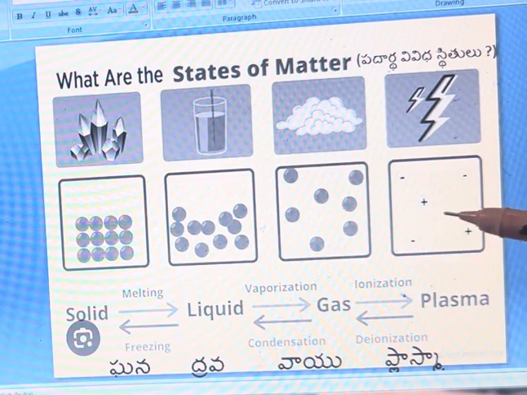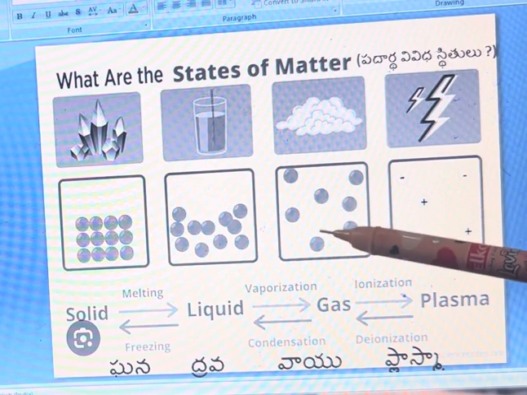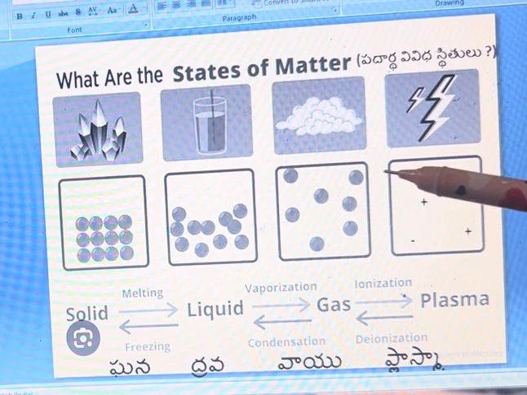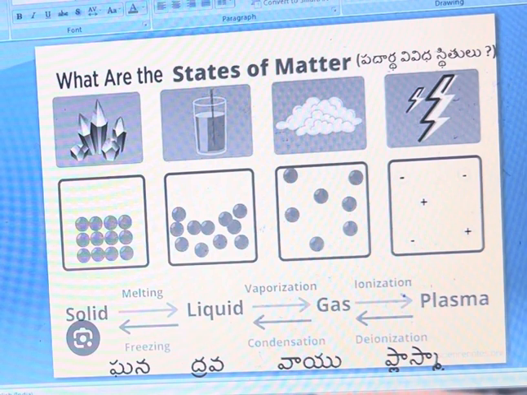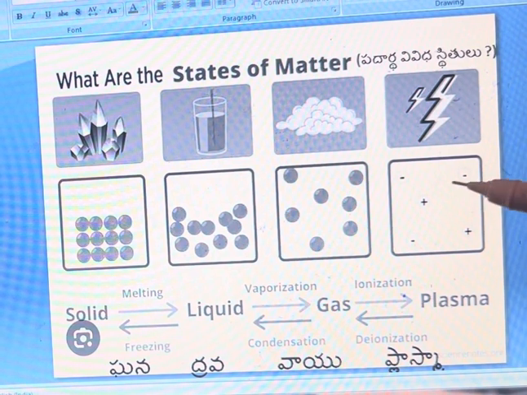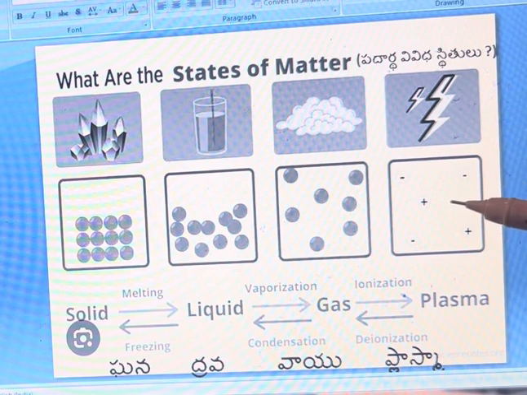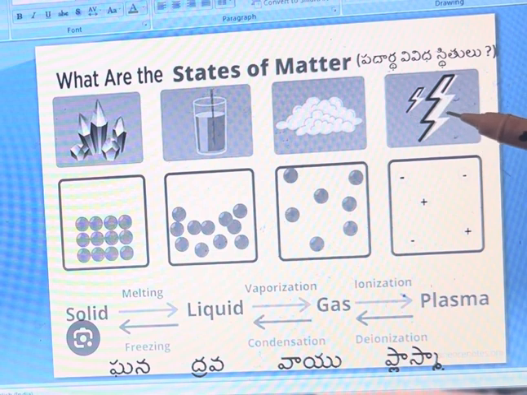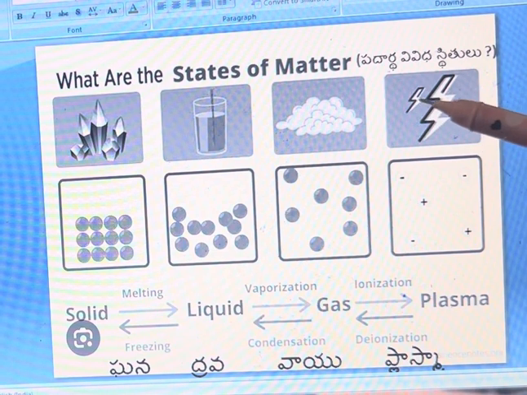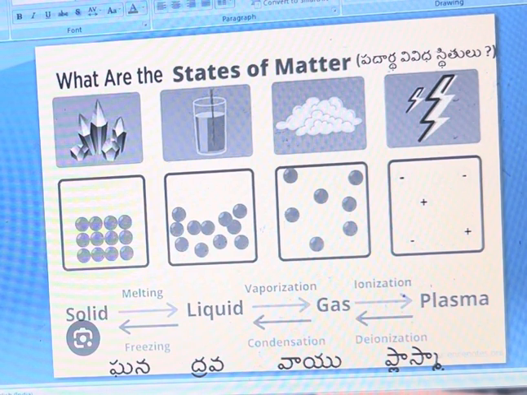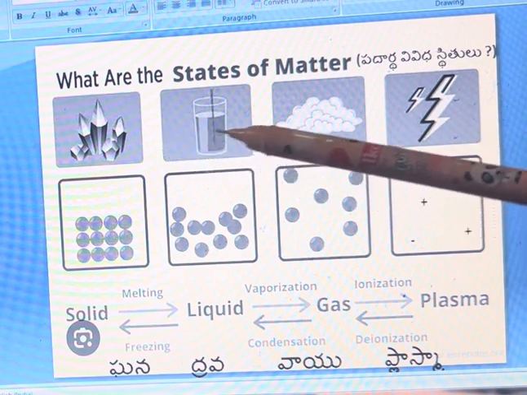Next one is plasma state. When gaseous molecules undergo ionization, you will get a positive cloud and a negative cloud of ions. That is the reason you get thunderbolts between the positive cloud and negative cloud. At this particular state, you will get a plasma state before raining of the clouds. So, these are the various examples.